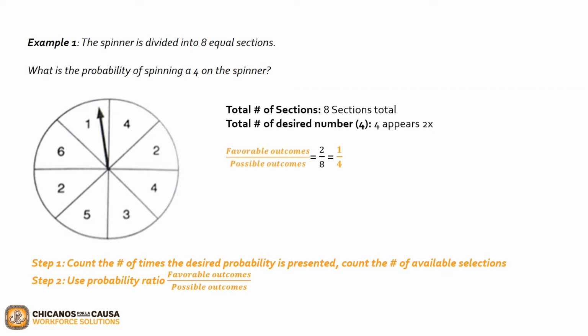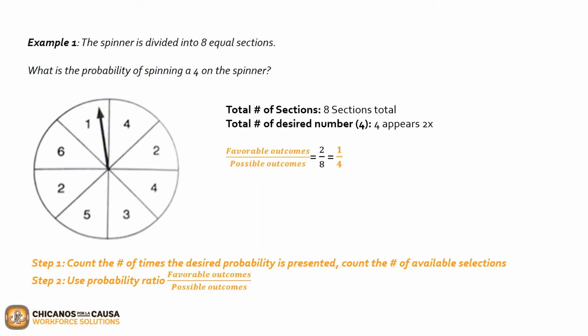So we're going to put our favorable outcomes over possible outcomes. So we have 8 sections, which is possible outcomes, and 2 favorable outcomes. Now, it's not the number 4 because that's just an item. The number 4 could be any other number. It could be a symbol. It could be anything else. We're just looking at how many times it appears. Hence why we put 2 in the numerator.